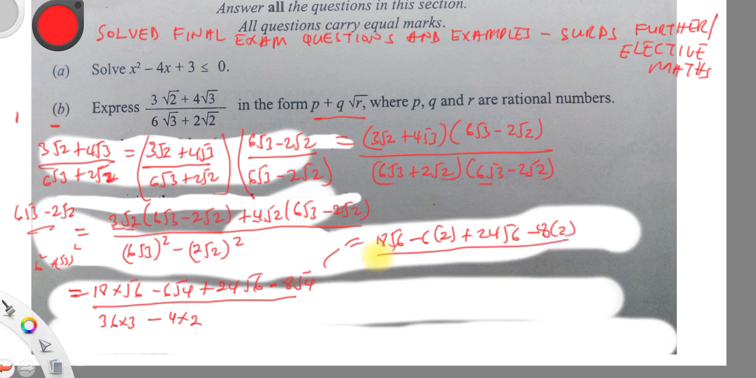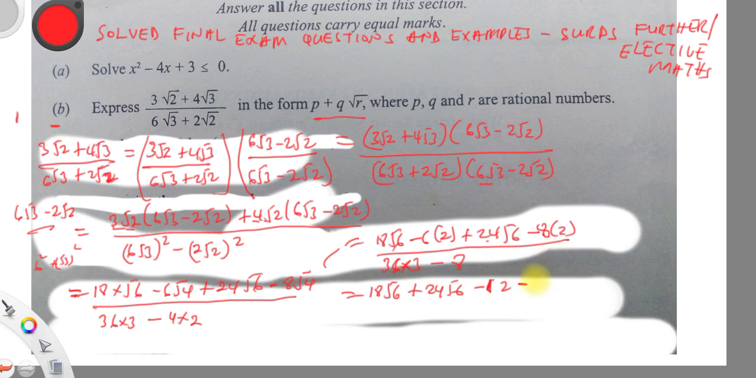All over, if you have 36 times 3, and then minus 8, so let us maintain the 36 times 3. So we bring the rational numbers together: 18 root 6, and then plus 24 root 6, and then minus 6 times 2, which is 12, and then minus 2 times 8.